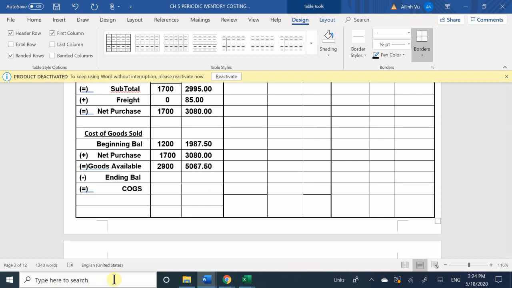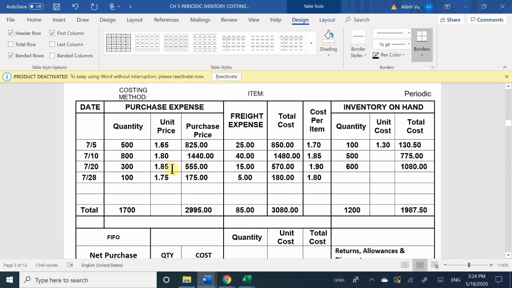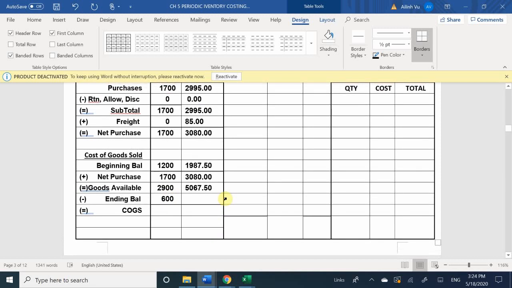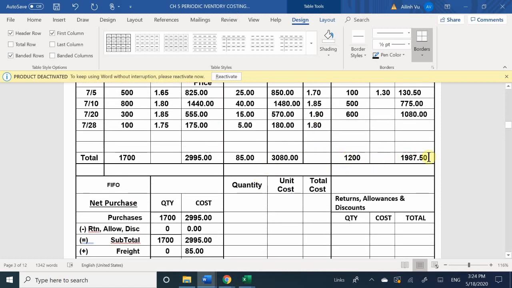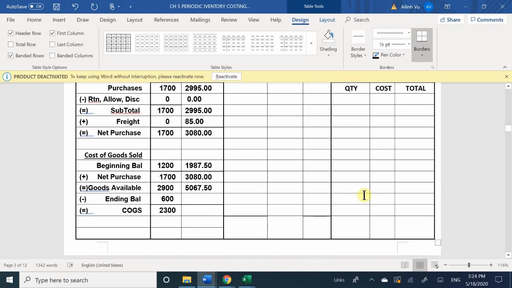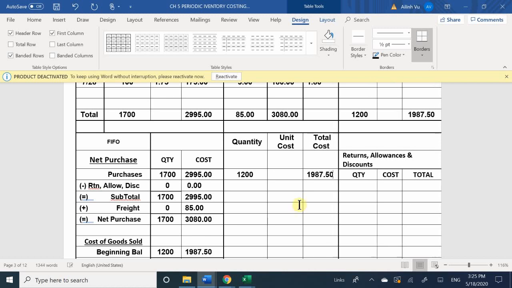Now, on July 31st, how many items do we have on hand? We had 600 toys, so our ending inventory is 600. How do we find our cost of goods sold? We subtract the ending from the goods available and get 2,300. That's correct. With FIFO, first in, first out, we first eliminate the 1,200 items for $1,987.50, because we need to get to 2,300 items.